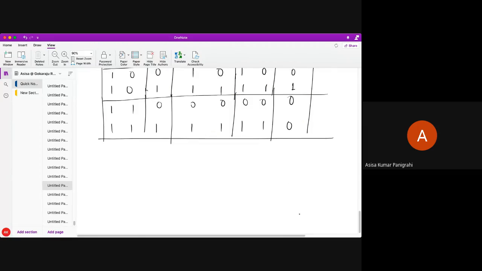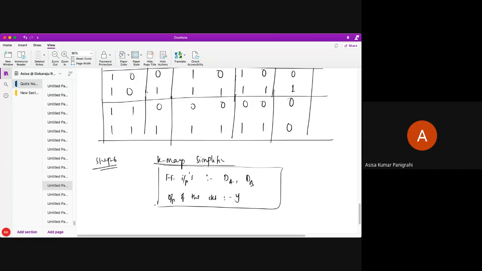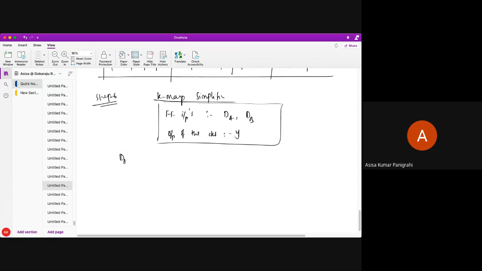Now what am I going to do? Step number 6. Step number 6 is nothing else: you need to do the K-map simplification. What do you need to find out? You have to find the flip-flop inputs, DA and DB, and you have to find the output of the circuit, Y. For all these, you have to do K-map simplification. For that, I'm just doing DA here. It's a 3 variable map again, so I'm going to have 8 cells.